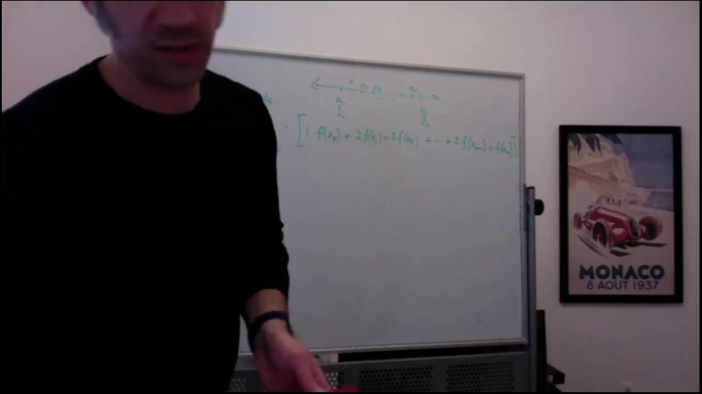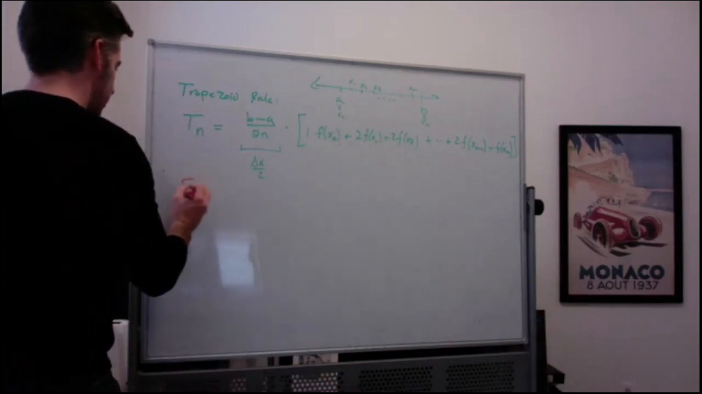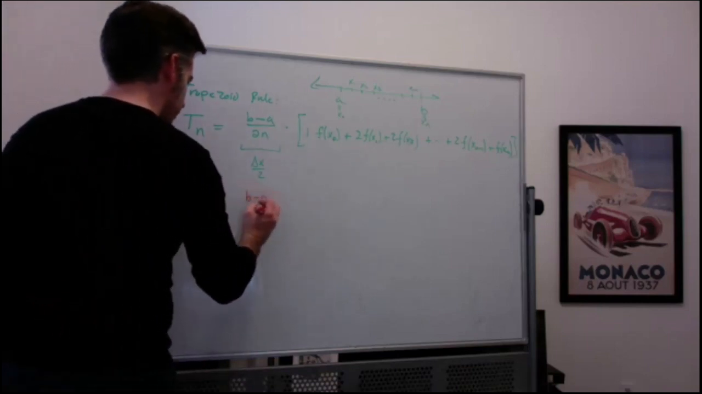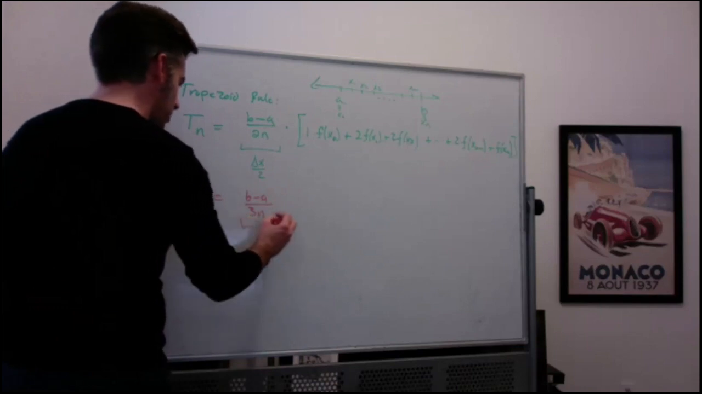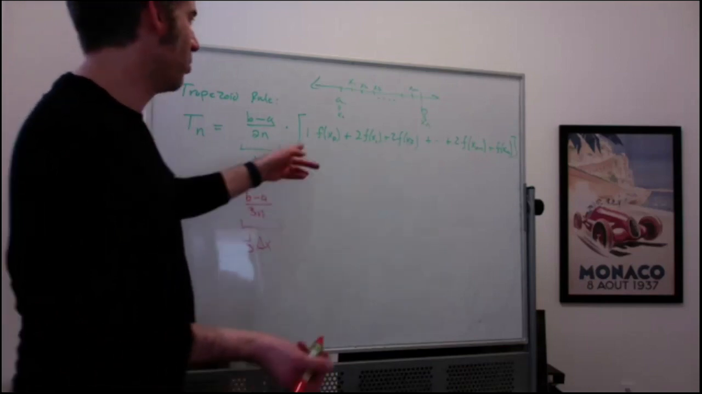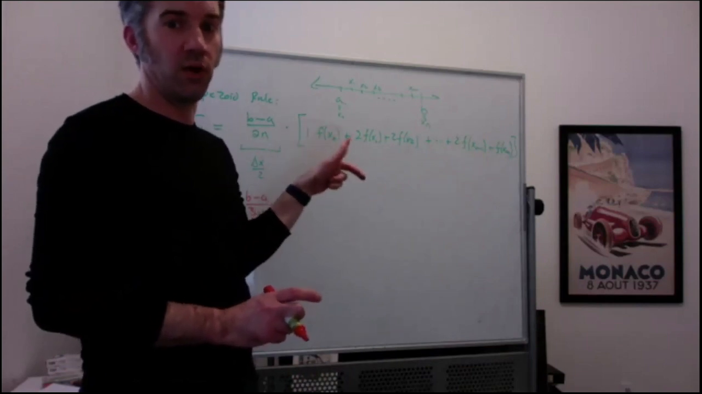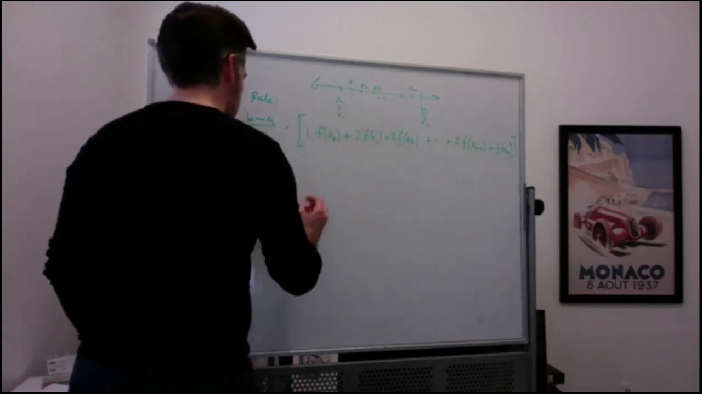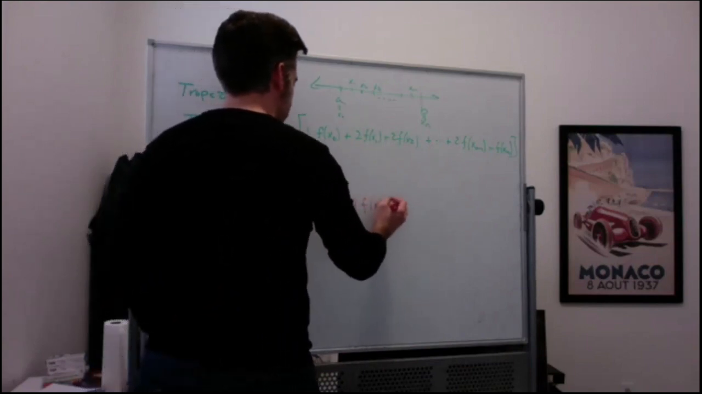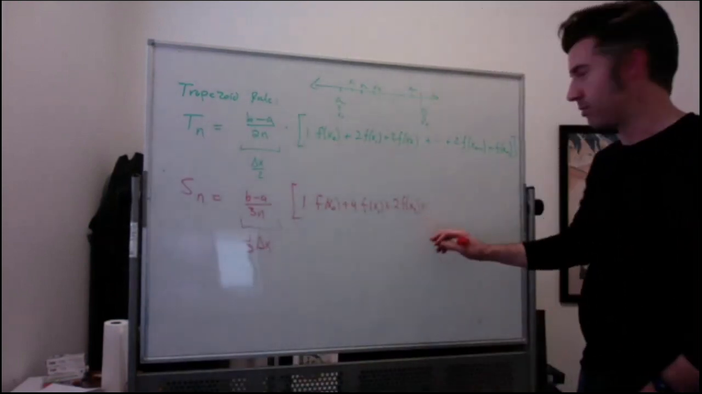Simpson's rule is a little bit stranger. The way Simpson's rule works is it's going to be (b minus a) over 3n, or if you prefer, 1/3 delta x. And then the pattern isn't 1, 2, 2, 2, 2, 2, 2, 1. It's 1, 4, 2, 4, 2, 4, 2, 4, 1. So it's going to be 1 times f of x sub 0 plus 4 times f of x sub 1 plus 2 times f of x sub 2 plus 4 times f of x sub 3.